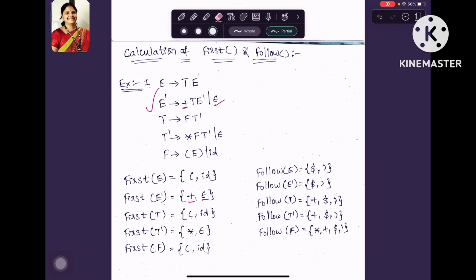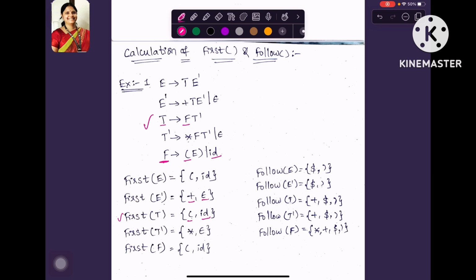Next we will calculate the first of T. The production is T produces FT'. So first of T will become F. F is a non-terminal, so we have to find F in the productions. Here we have F. So the first of F will become open parenthesis and ID, as we have already seen this step in the calculation of first of E. The same we place here: open parenthesis and ID, first of T.